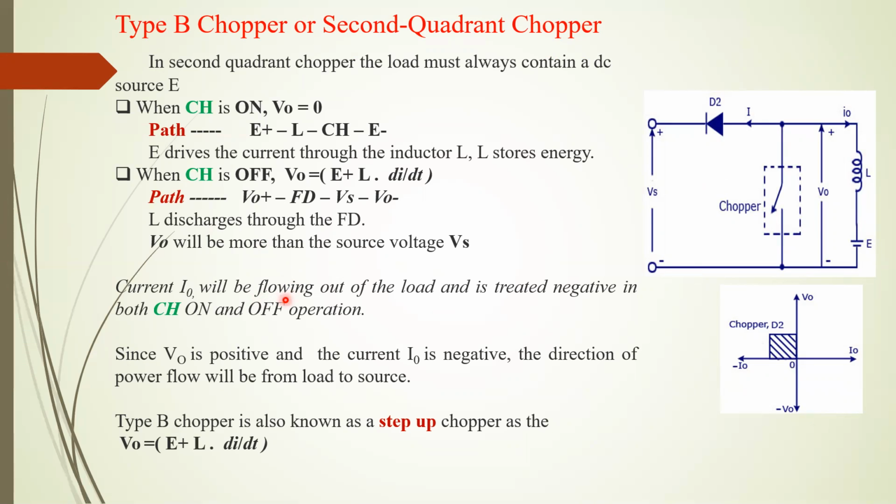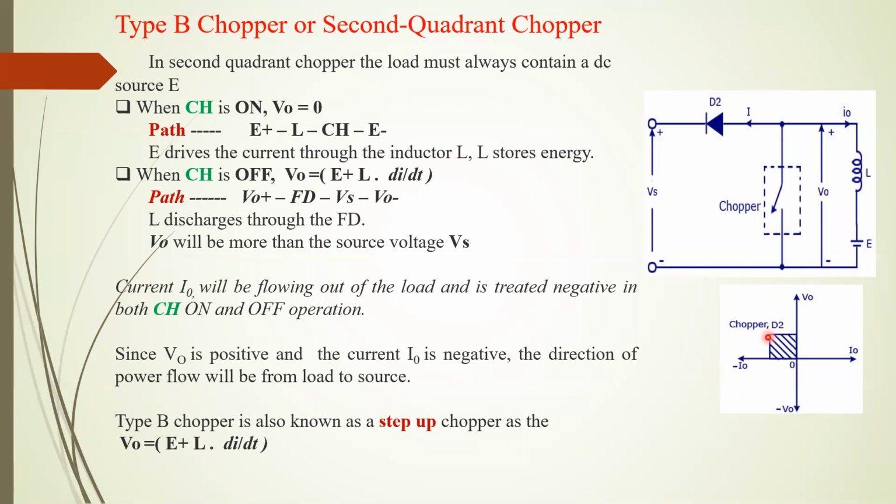So the current I0 will be flowing out of the load and is treated negative in both the cases, when the chopper is on and off. The reverse direction is this direction, so we consider it as a negative direction of the current. Since V0 is positive and the current I0 is negative, the direction of the power flow will be from the load to source. Here, we can show it in the VI graph.